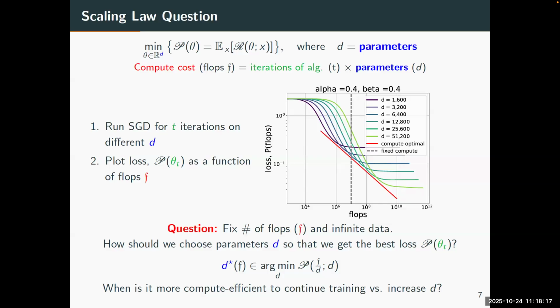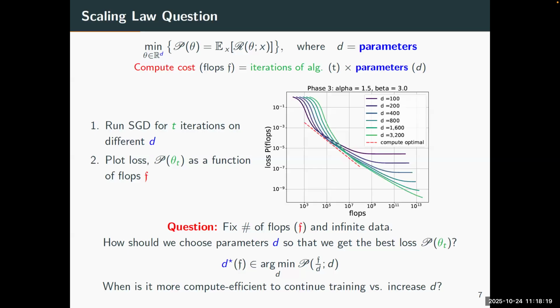You should increase D. But you can get other curves. So this maybe is more surprising. What you can get here is something like early stopping. It might actually be more compute efficient to stop running your algorithm much earlier, before you reach stationarity. So you can see here, I'm reaching stationarity down here, but my compute curve is way stopped up here.